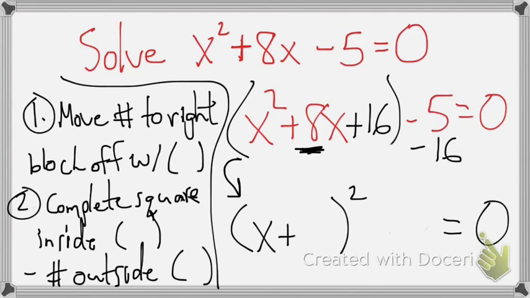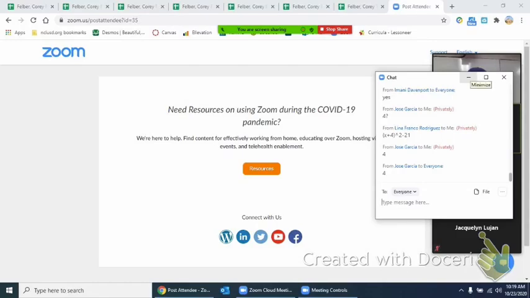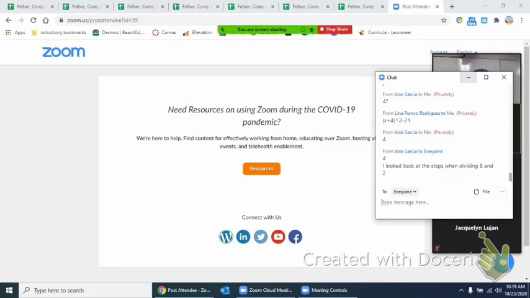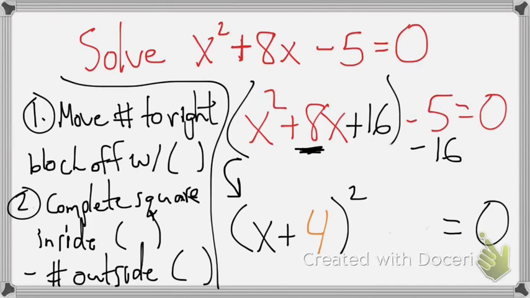How in the heck did you get 4? You're right. How is the 4 related to the 8? Yes. You're the man. That's all you got to do. Just divide that middle number by 2. Remember, we kind of already did that before. We had to divide it by 2 and then square it to get the 16.